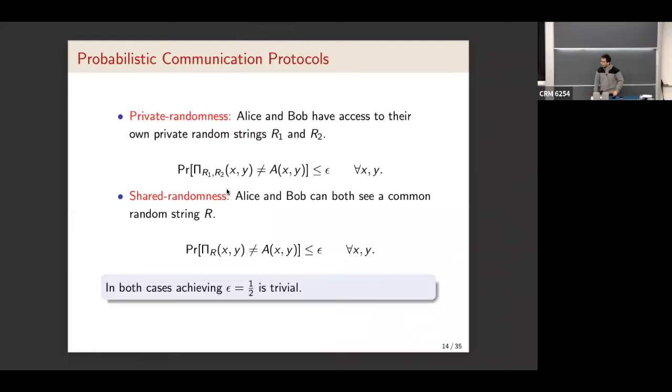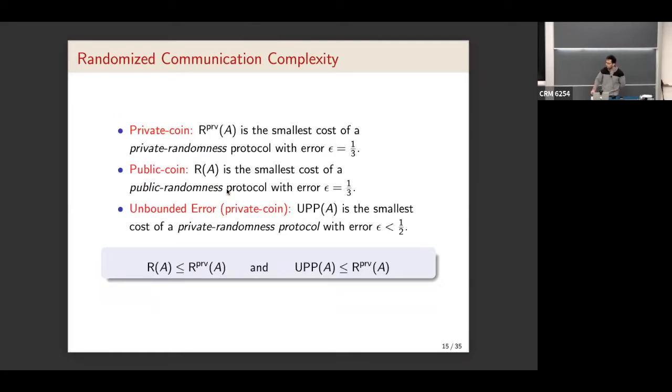One comment is that achieving epsilon equals half is trivial. They can just completely ignore X and Y, flip a coin and output +1 or -1 according to that. They don't need to talk at all to achieve epsilon half. So what's interesting is when epsilon is less than half. The standard value for epsilon is 1/3, which is without loss of generality.